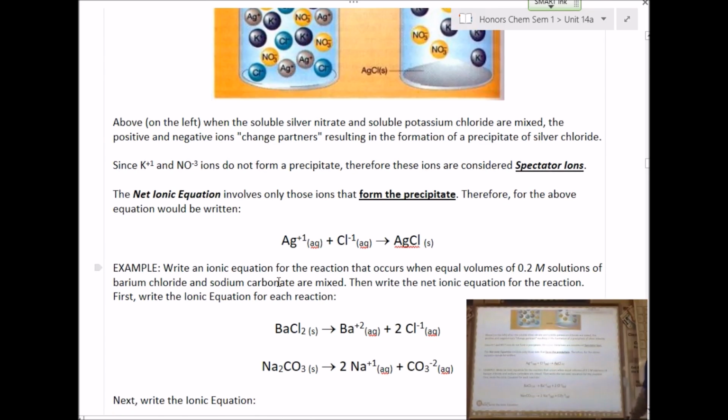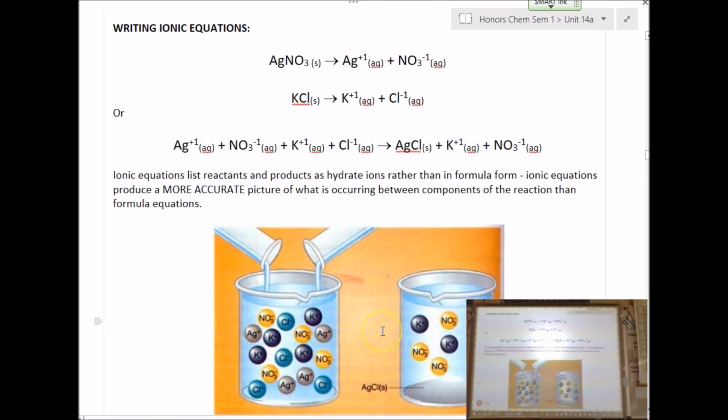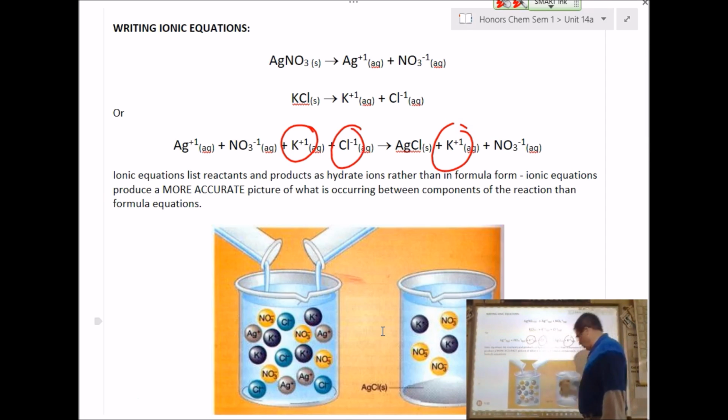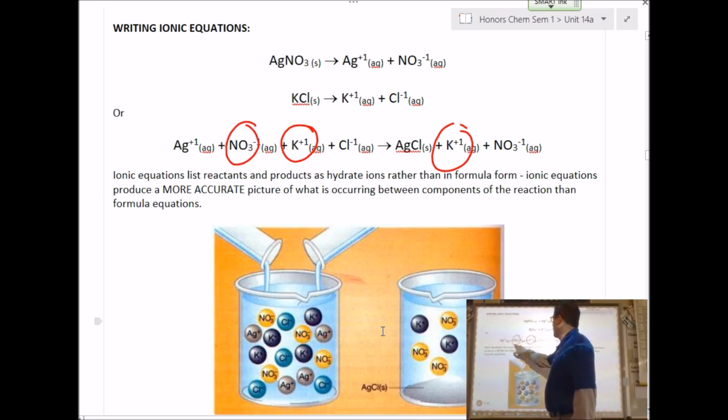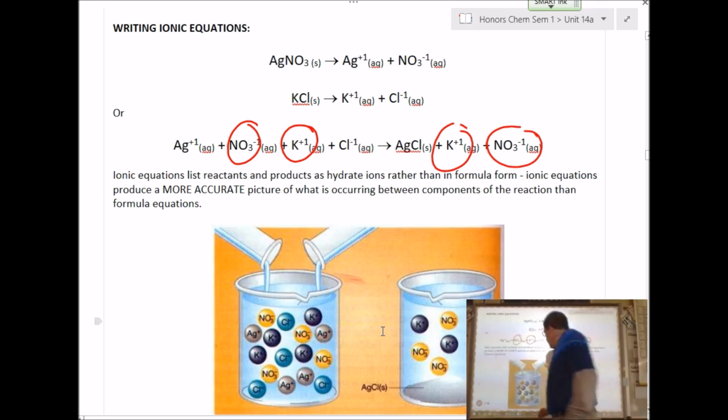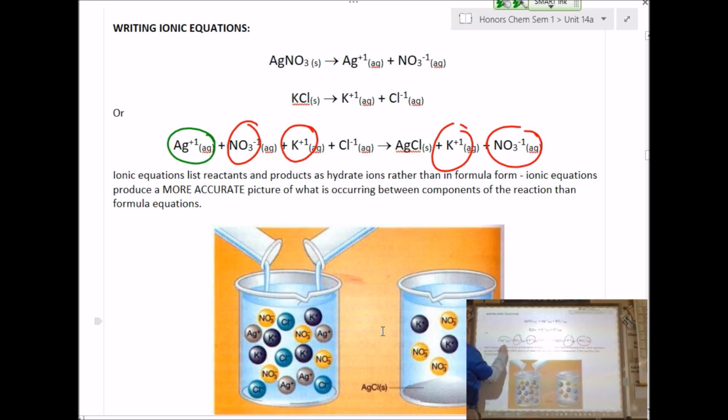Spectator ions are simply that. They're little voyeurs of chemistry. In other words, they're watching, but they're really not doing anything. So when I look at, say, potassium ions here, they look the same on the other side. If I look at nitrate ions on the left side, it looks the same on the right. However, if I take a look at the silver, it is an ion over here, but it changes into a solid on the right. So there's a change. So the net ionic equation shows the things that change.